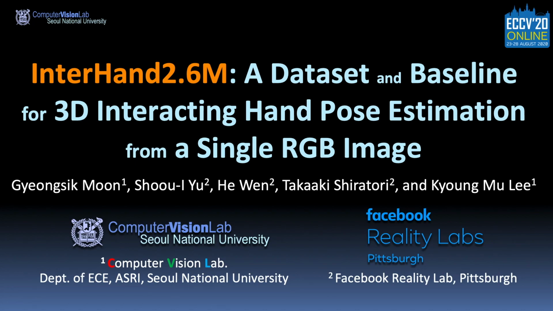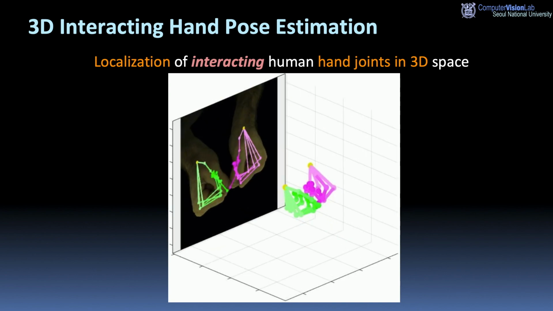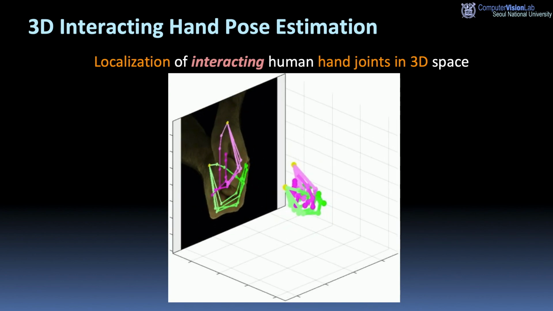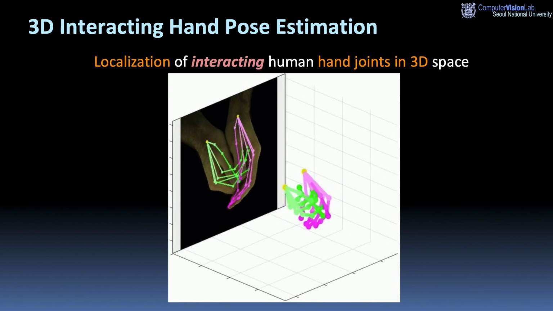Hello everyone, I'd like to introduce our work InterHand2.6M. The goal of interacting hand pose estimation is a localization of interacting human hand joints in 3D space.